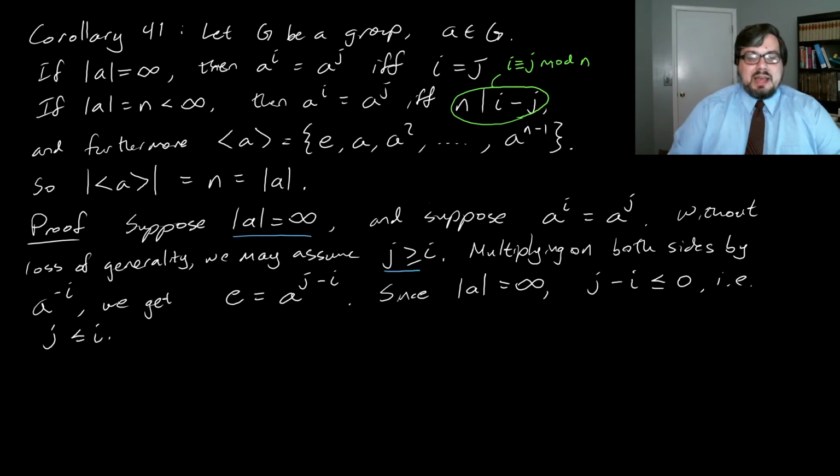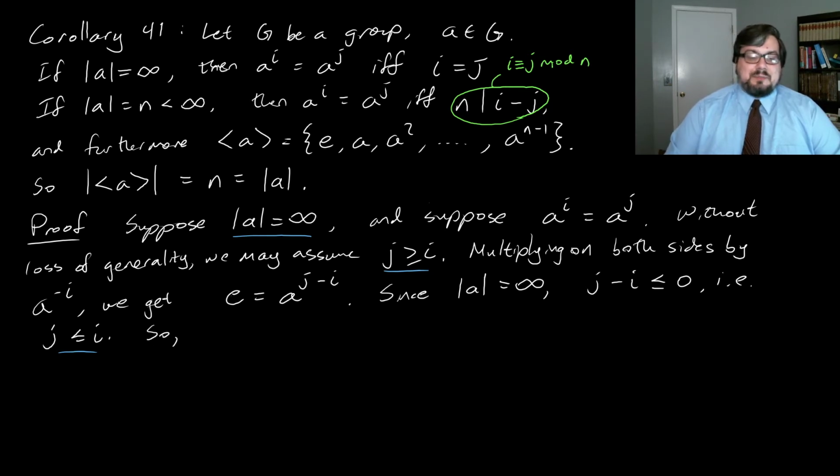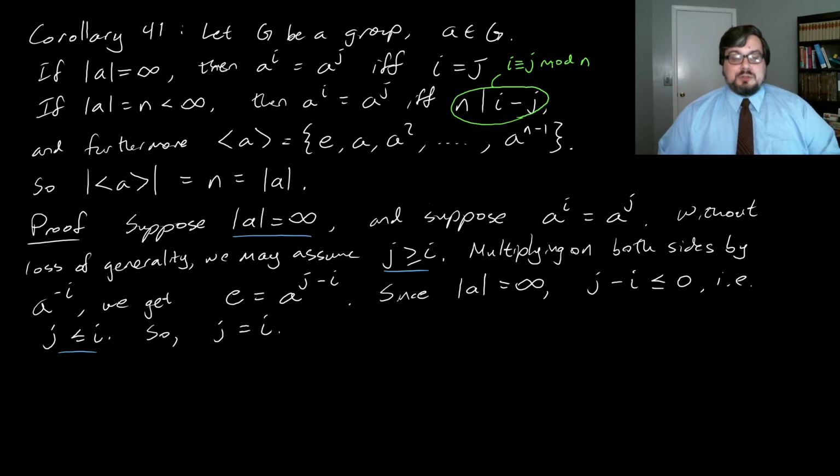But we already had that j is greater than or equal to i. So if j is greater than or equal to i and j is less than or equal to i, that means that we must have that j is equal to i. So that proves the first part. Well, technically it proves that if a to the i equals a to the j, then i equals j, but the other direction is obvious. If i equals j, then a to the i obviously equals a to the j, because they're the same thing.